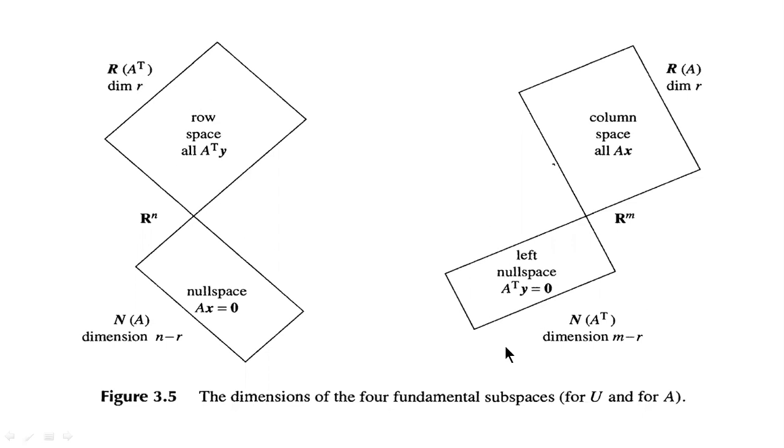Then coming to the left null space, which is in the bottom right corner, this is found by finding the null space of A transpose. That is, A transpose y equal to 0 is what we need to solve. That is the left null space. It has a dimension which is m minus r. So this is a standard notation for representing the four fundamental subspaces of A.